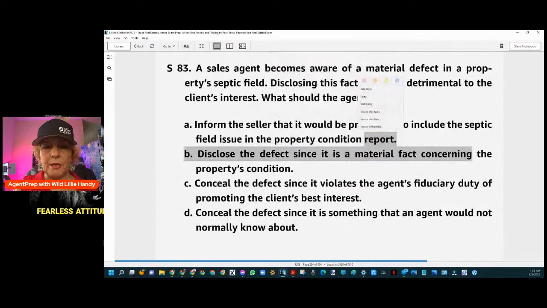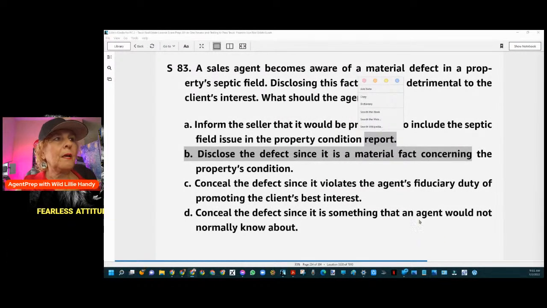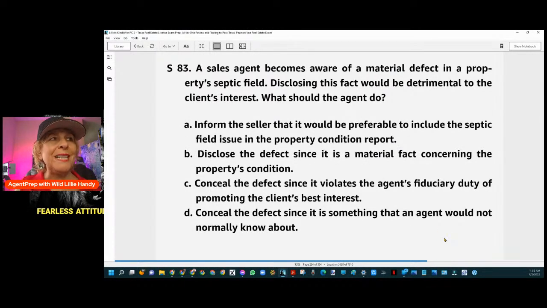Number 83. So 82 was D. A sales agent becomes aware of a material defect in property septic field. Disclosing this fact would be detrimental to the client's interest. What should the agent do?